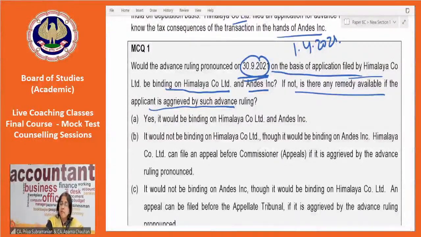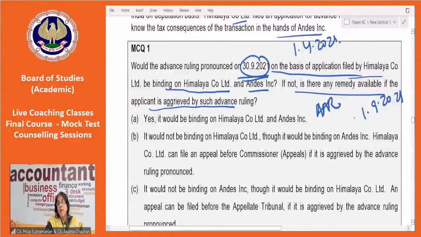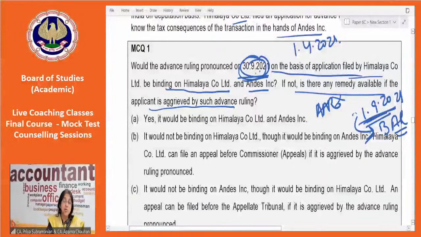Okay. Now, as I told you in the beginning of this session, the provisions for advance ruling have undergone a change. Authority for advance ruling: from 1/9/2021, whatever cases are pending are now transferred to the Board for Advance Ruling. So since the advance ruling was pronounced on 30/9/2021, from 1/9/2021, AAR ceases to exist. So the ruling on 30/9/2021 would have been pronounced by the BAR.